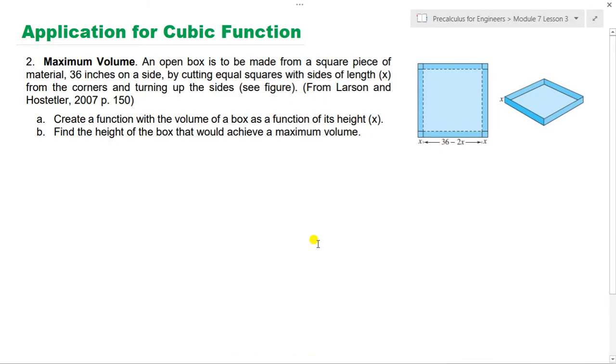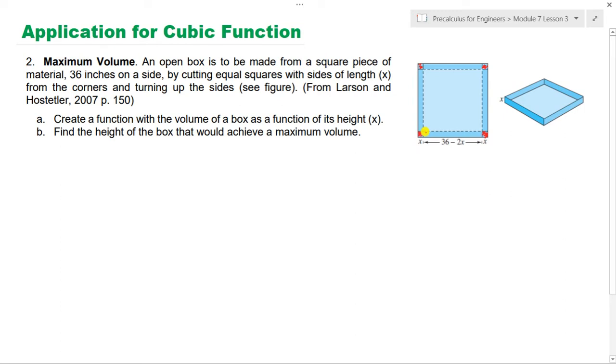So let's go back to our problem. Here, this is all about maximum volume. We have an open box to be made from a square piece of material 36 inches on a side by cutting equal squares with sides of length x from the corners and turning up the sides, so that we can create this as shown in the figure. So we cut them out, fold up the sides, and create an open box without a cover.